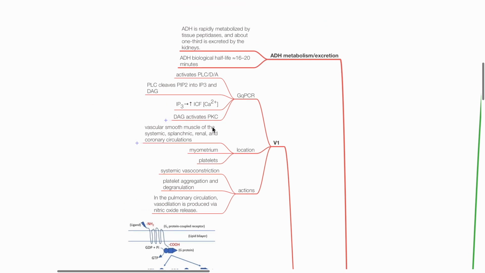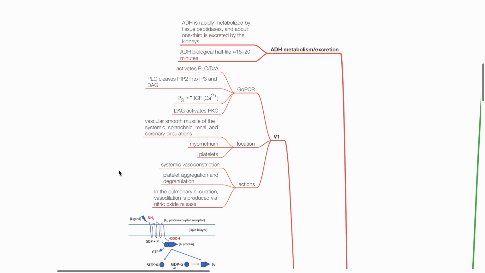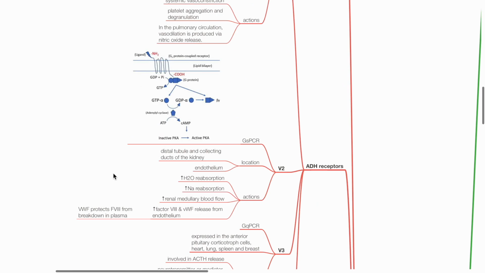The V1 receptor is a Gq protein-coupled receptor and is located at vascular smooth muscle, myometrium, and platelets. Actions include systemic vasoconstriction, platelet aggregation and degranulation, and pulmonary circulation vasodilation. V2 receptors are Gs protein-coupled receptors and are located at distal tubules and collecting ducts of the kidneys and endothelium.